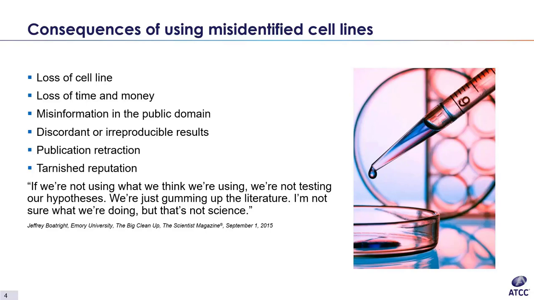If you publish something, you're basically contributing to misinformation in the public domain. If your colleagues try the same experiments in the bona fide cell line, then you're likely to see discordant or irreproducible results. This can result in the retraction of your publications and, probably worst of all to a scientist, a tarnished reputation. Best said by Jeffrey Boatwright of Emory University, if we're not using what we think we're using, we're not testing our hypotheses. We're just gumming up the literature. I'm not sure what we're doing, but that's not science.